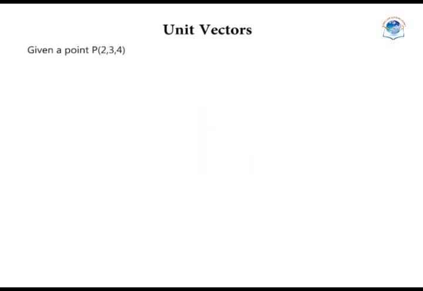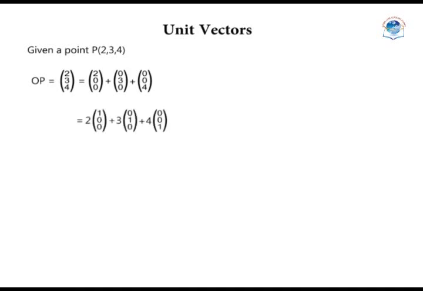And so given point P, whose coordinates are (2, 3, 4), its position vector OP can be given in terms of i, j, and k as OP = (2, 3, 4), which is equal to (2, 0, 0) plus (0, 3, 0) plus (0, 0, 4). That is also equal to 2(1, 0, 0) plus 3(0, 1, 0) plus 4(0, 0, 1). But remember, (1, 0, 0) is i, (0, 1, 0) is j, and (0, 0, 1) is k. And therefore this can be written as 2i + 3j + 4k.